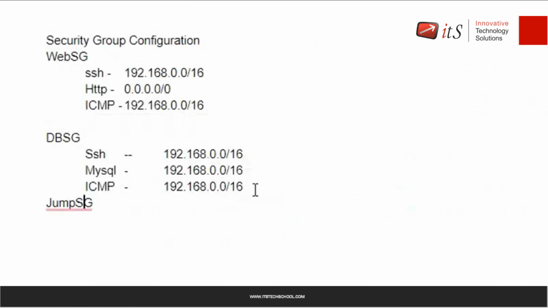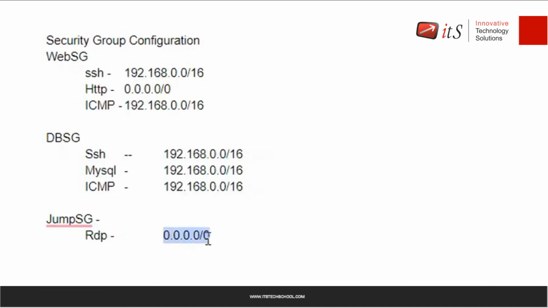So let's say jump SG. And for the jump server, I'm going to create it as a Windows machine. So we will need RDP. For Linux we use SSH, and for Windows we use RDP, the Remote Desktop Protocol. And we will allow it from 0.0.0.0/0, right? And we will not need ICMP or anything else. We just need RDP, right?